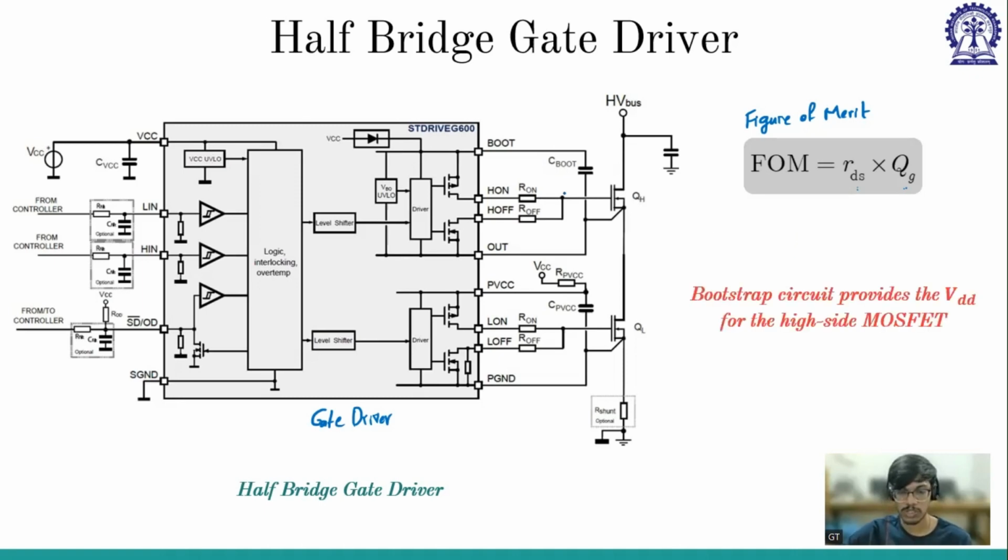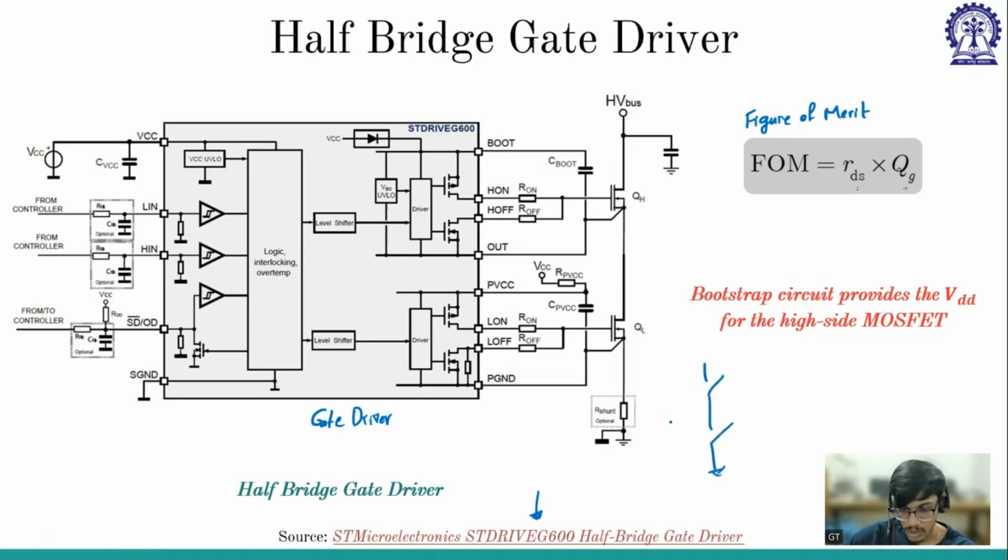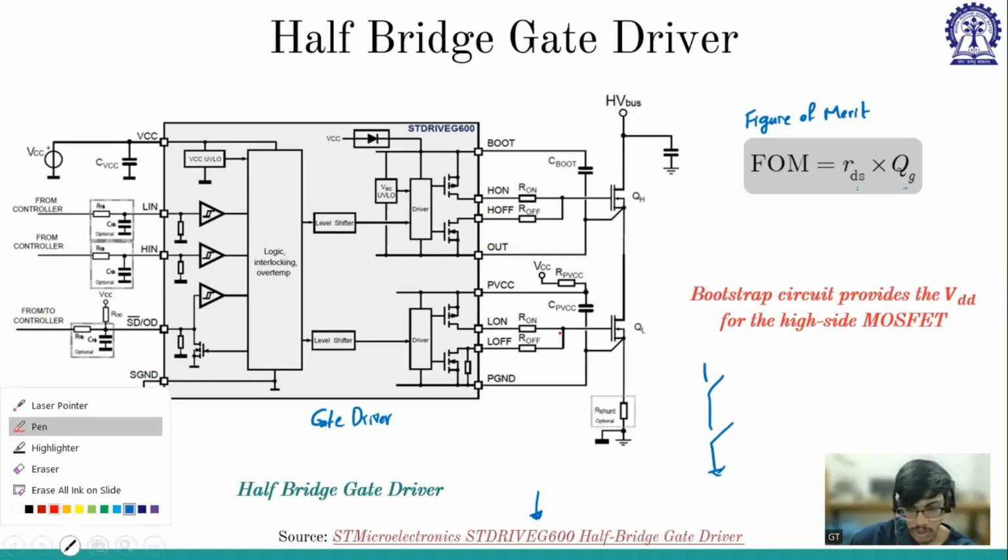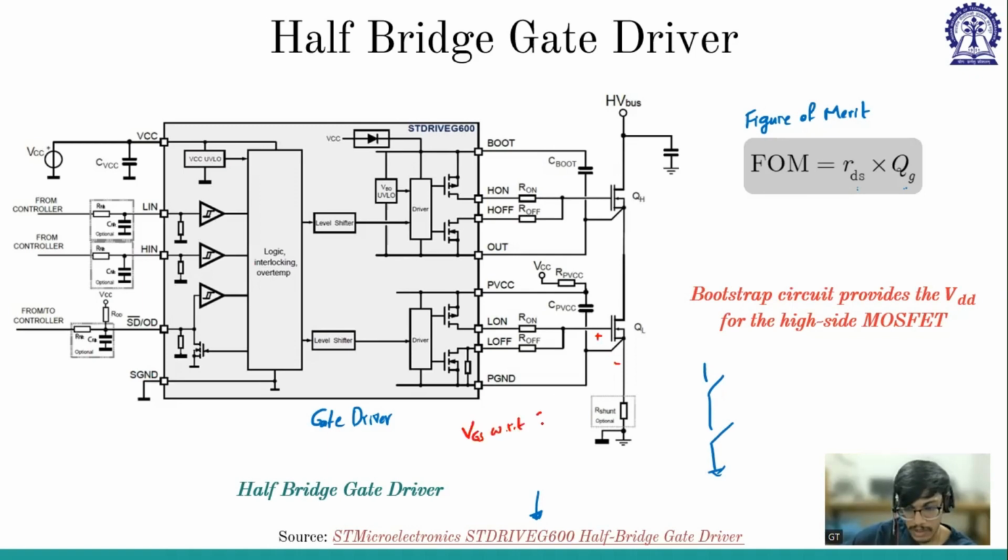And this bootstrap capacitor provides the voltage for the high side MOSFET in order to turn it on. Then what is the concept of bootstrap, sir? So we have this, right? This VGS is with respect to ground, right?